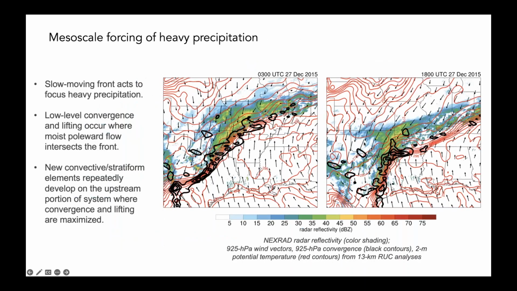So these zoomed in maps now highlight just how the precipitation was focused in the vicinity of this strong low level frontal boundary. The red contours just show 2 meter potential temperature. So you can see this strong, elongated frontal boundary with the heavy precipitation focused along and on the cool side of the boundary, and low-level convergence acts as a kind of focus for the continuous generation of new convective and stratiform precipitation elements.